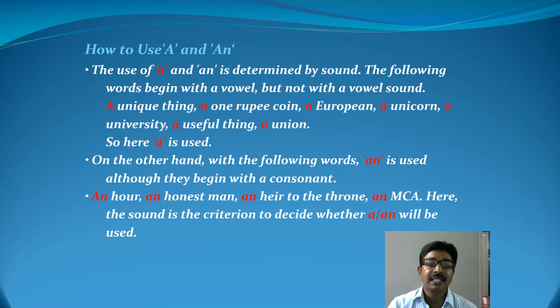And on the other hand, with the following words, an is used though they begin with a consonant letter. Example, an hour, an honest man, an aide to the throne, an MCA. Here, the sound is the criterion to decide whether a or an will be used.